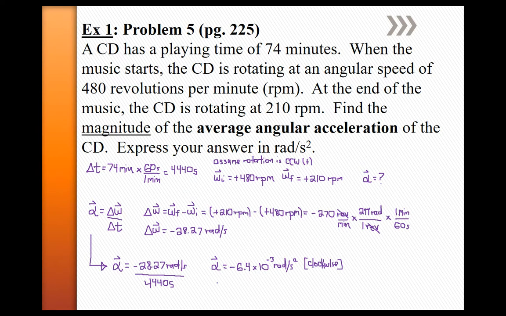It does just want the magnitude, so for the magnitude, we just drop the vector sign, in which case we can just say 6.4 times 10 to the negative 3 radians per second squared. Okay, so that's the answer.